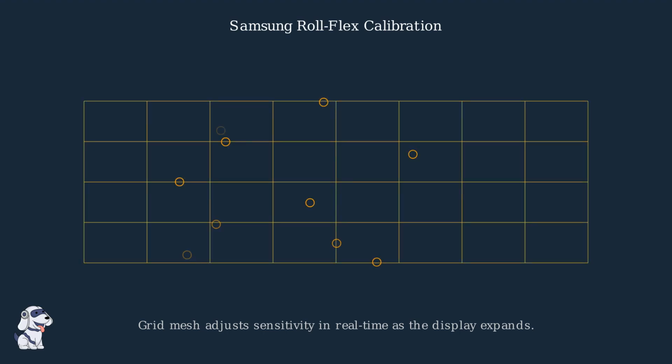By adjusting the electrical field parameters dynamically, the controller maintains consistent touch accuracy across the entire surface, preventing the creation of dead zones. This ensures that every tap, whether the screen is fully retracted or extended, is registered with high precision.